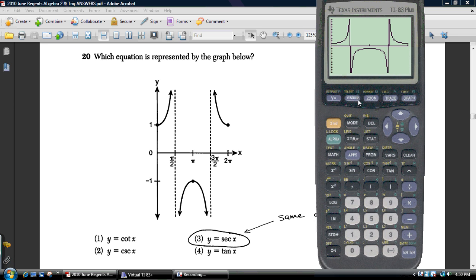Now some calculators, this straight line coming down is actually the asymptote. You just have to know that on your calculator. Some calculators write in the asymptotes, other calculators don't. What can I tell you about that? But this one really does resemble our picture, so I'm choosing that. I'm choosing choice 3.